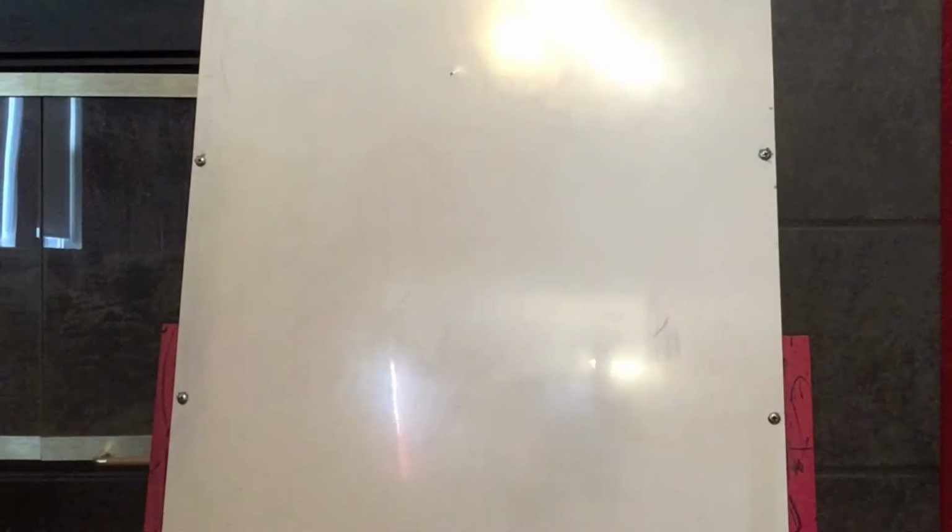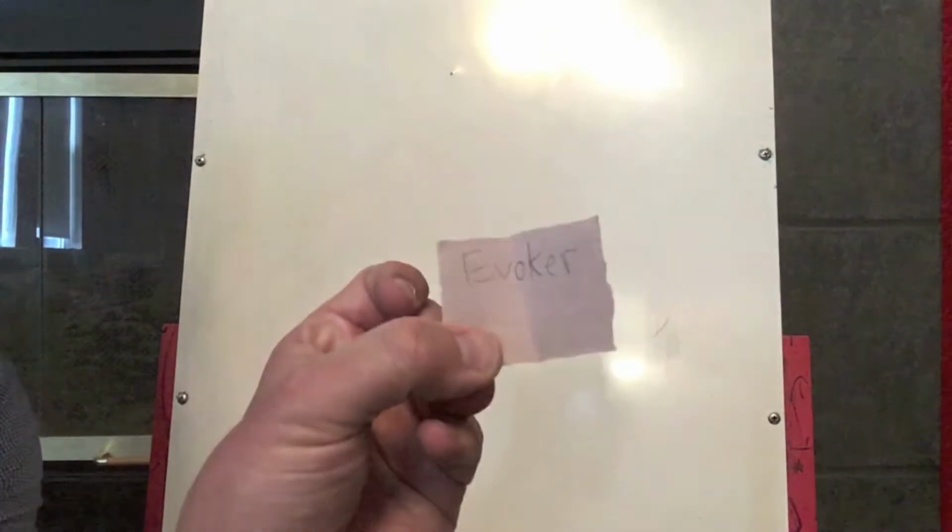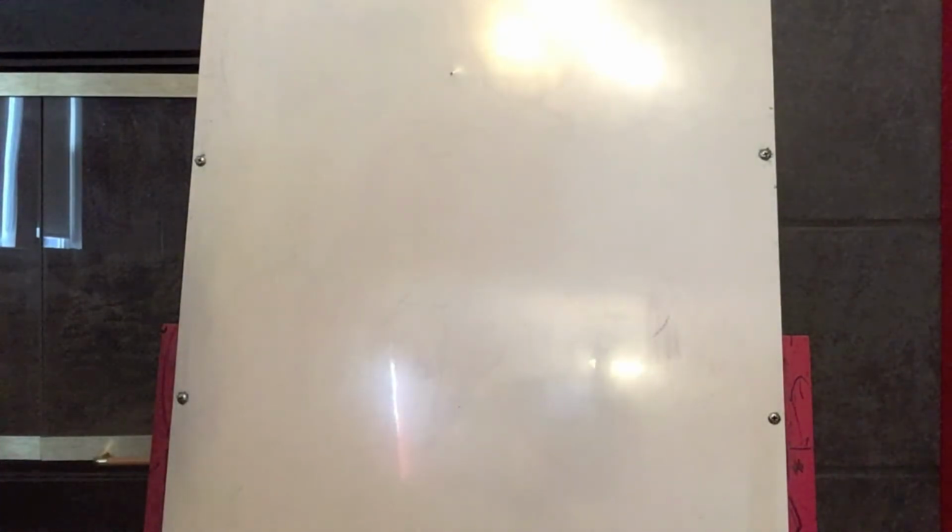So the first thing that I drew out of the bag was an evoker. An evoker is a Minecraft creature, and Minecraft creatures are nice because they're all straight lines, they're all made out of blocks, and it gives us a good chance to practice drawing three-dimensional shapes.